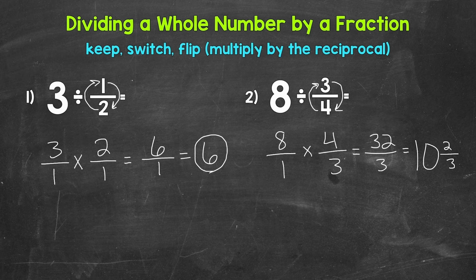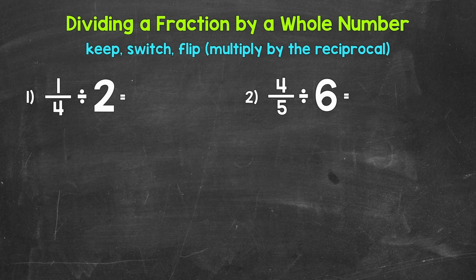We can always look to simplify the fractional part of a mixed number. The only common factor between 2 and 3 is 1. So this is in simplest form. Our final answer, 10 and 2/3. So there you have it. There's how to divide a whole number by a fraction. Let's move on to dividing fractions by whole numbers.